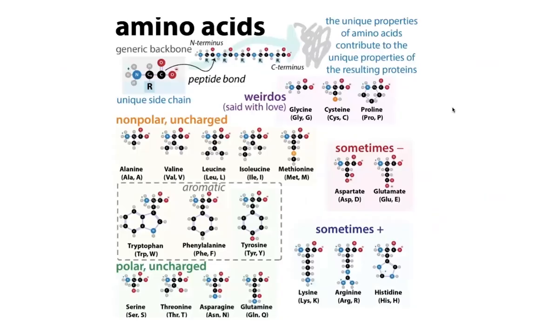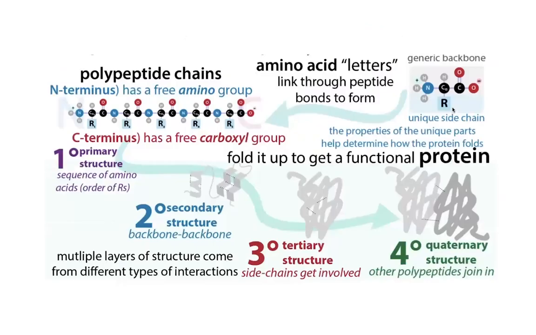So hopefully this helps you see that the primary structure, the sequence of amino acids, is going to directly influence which secondary structures things will take on. And then later we'll look at how the secondary structures can combine to give us our tertiary structure and our quaternary structure.